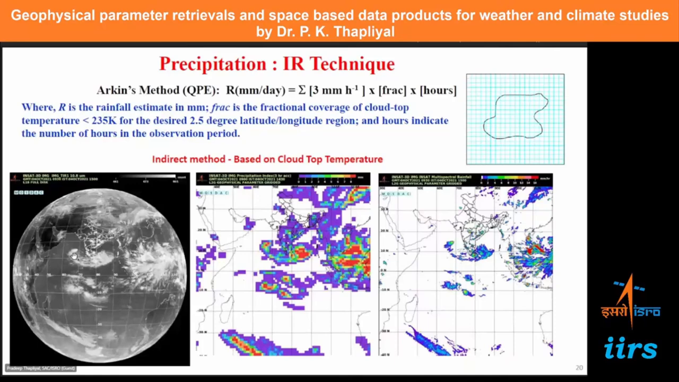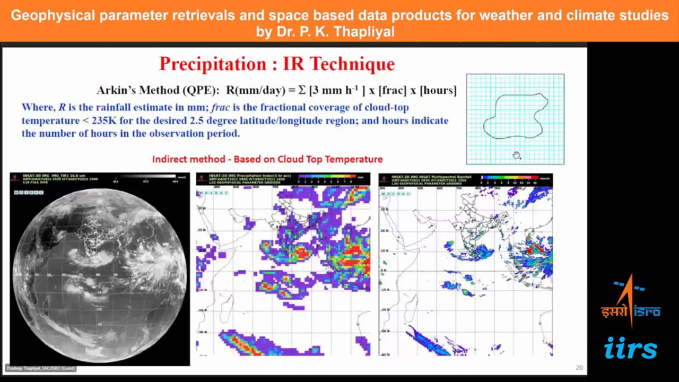Based on that knowledge, what will we do? We will divide this entire image into various grid cells, and we will try to find out what is the fraction of cloud which has brightness temperature less than a certain threshold. And there are some well researched methods in literature. This is Arkin's method, where you find out the fraction of cloud which has brightness temperature less than 235 K, and that fraction you multiply by a constant here. So you will find out the quantitative precipitation index, the estimate of rainfall over that grid cell at that particular time.